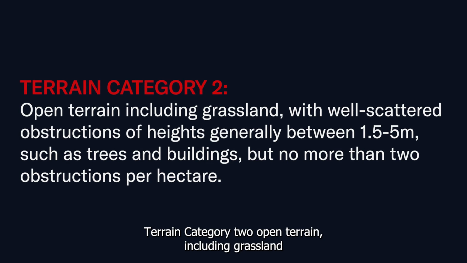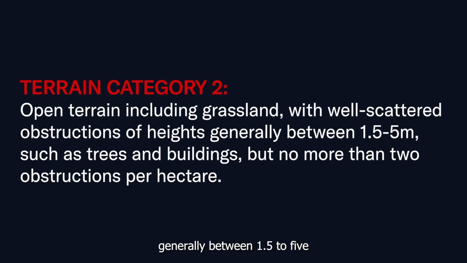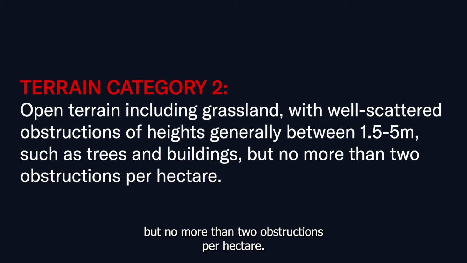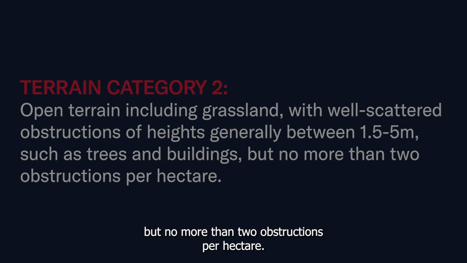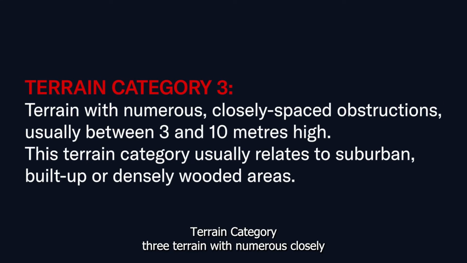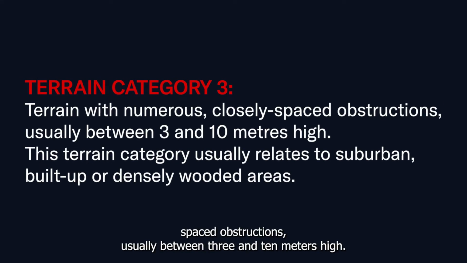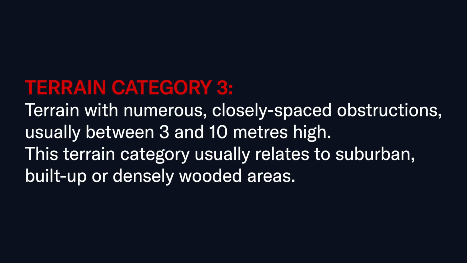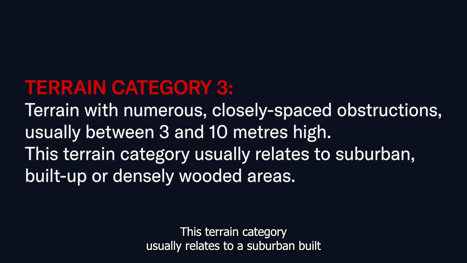Terrain Category 2, open terrain including grassland with well-scattered obstructions of heights generally between 1.5 to 5 metres, such as trees and buildings, but no more than 2 obstructions per hectare. Terrain Category 3, terrain with numerous, closely spaced obstructions, usually between 3 and 10 metres high. This terrain category usually relates to suburban, built-up or densely wooded areas.